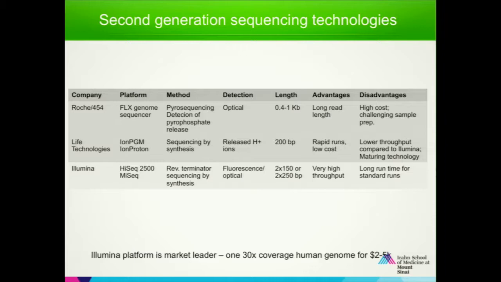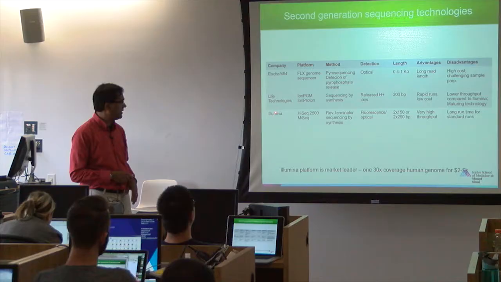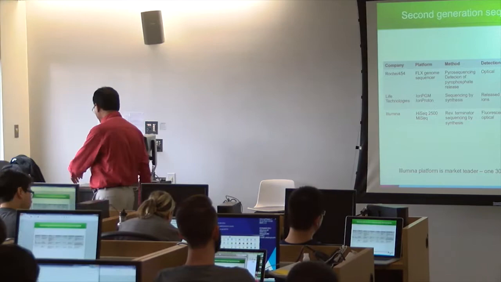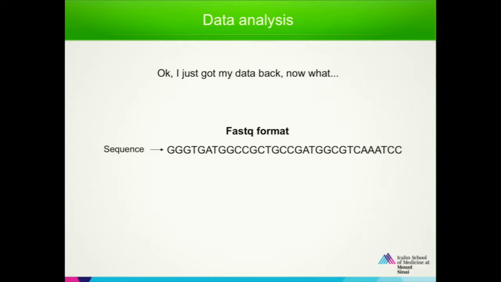And then this technology uses the phosphate as a detection system. This technology uses the hydrogen ion release as a detection system. And then this technology uses the fluorescently labeled base addition as a detection system. Okay? So we have generated the sequence data in different ways. This is how you get the sequence data in different formats.